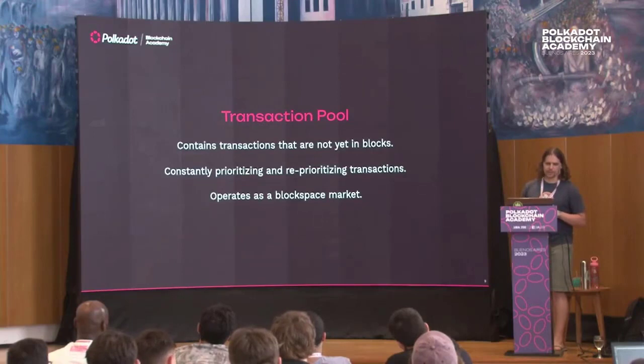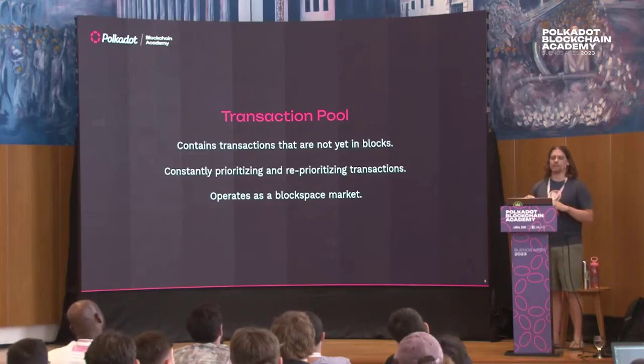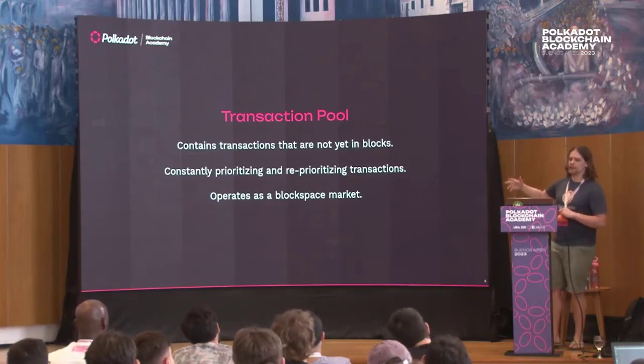So this is where transactions go before they're in blocks. A node, especially an authoring node, that has a transaction pool is constantly revalidating and reprioritizing the transactions in the pool, because the moment my authoring node notices that it's my turn to author, I want to know which transactions I'm going to jam into that block, which ones are going to get me the highest fees, or whatever other heuristic I'm using to choose. And so the transaction pool is basically where the block space market operates.